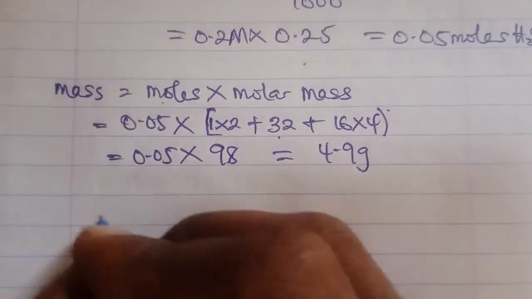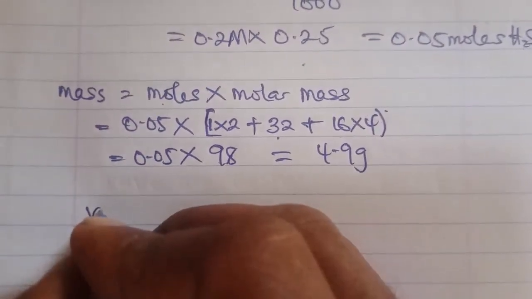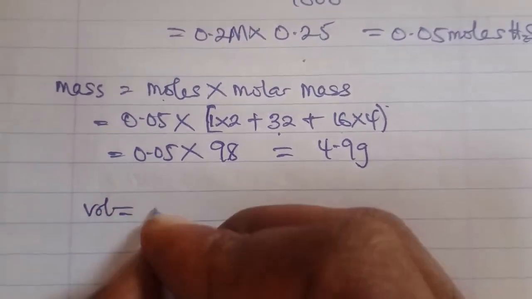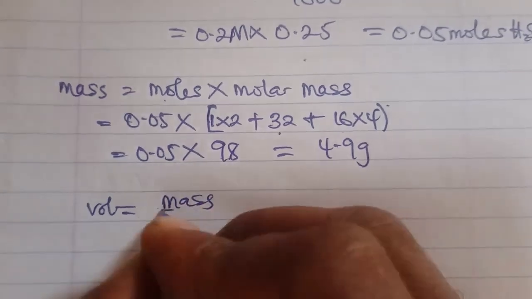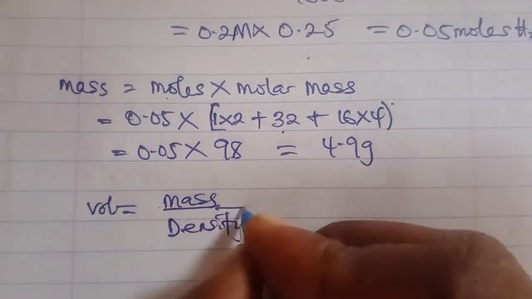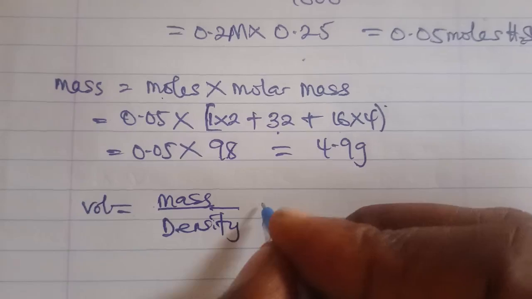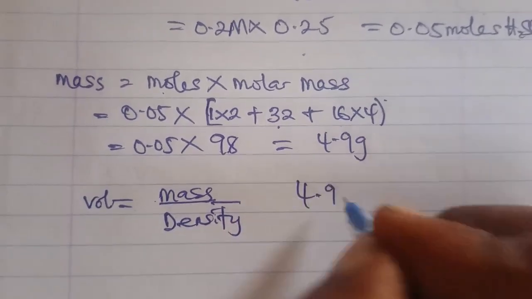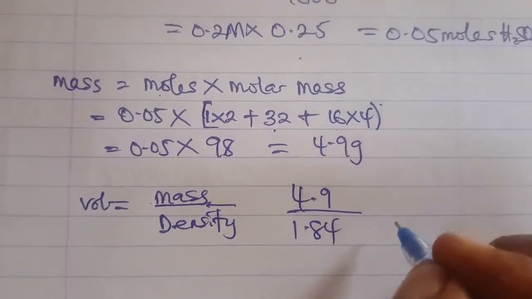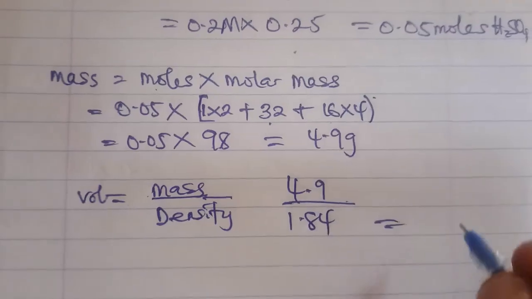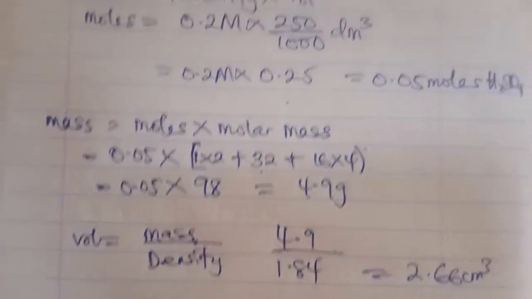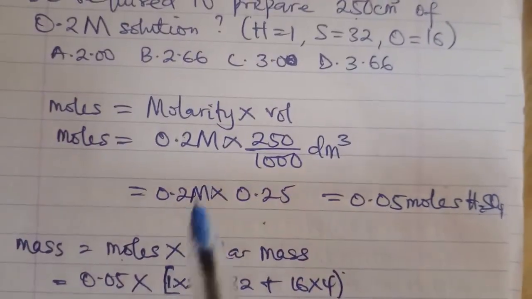Finally, we can now get the volume because density is equal to mass over volume. Therefore, volume will now be equal to mass over density. And in the question, they give us that density is 1.84. So the mass now is 4.9 grams divided by 1.84, given to us in the question as the density. If we divide that, we will have 2.66 cm cubed. So now the option is B.